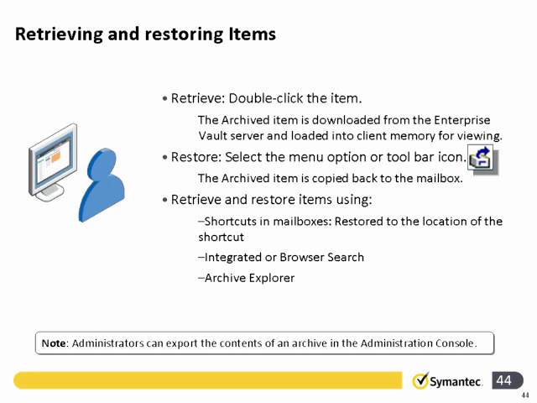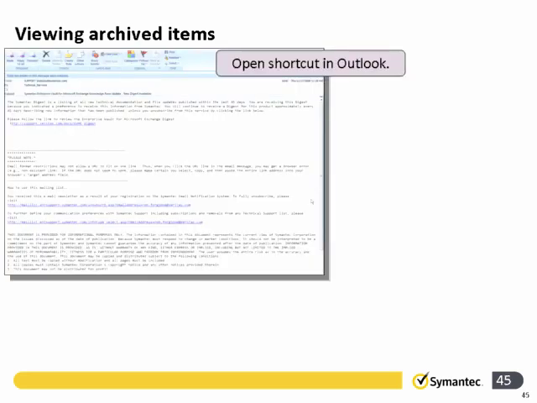And we have a separate chapter later on that will get into the integrated and browser search and the Archive Explorer and how to use those for retrieving items. Here we're going to stick pretty much with the things that you're going to see in your Outlook environment. So looking at that, we're just going to look at some different ways that you can view your archived items.